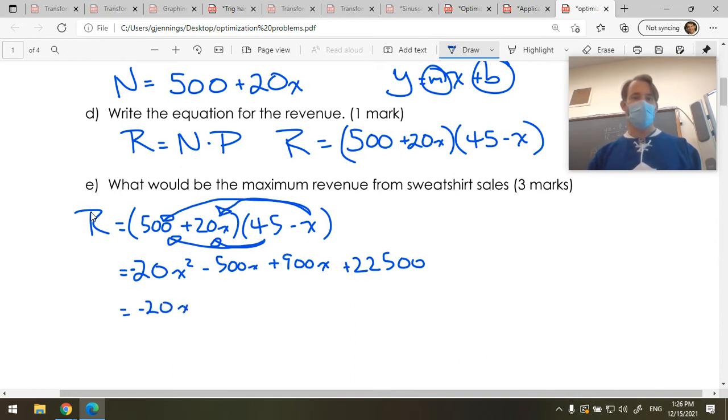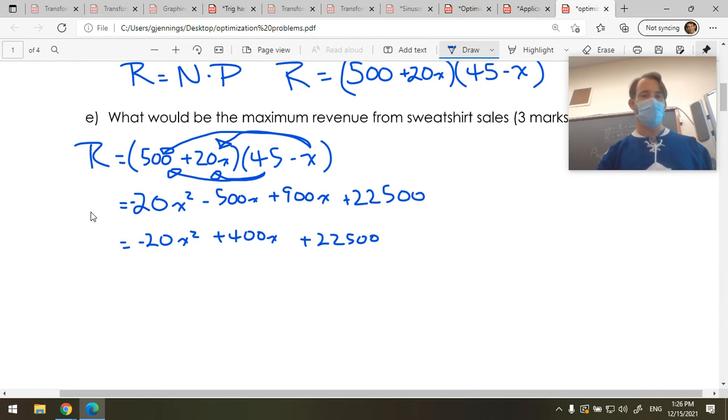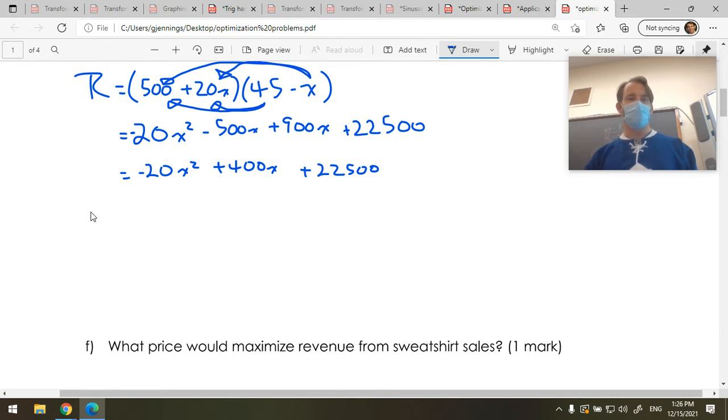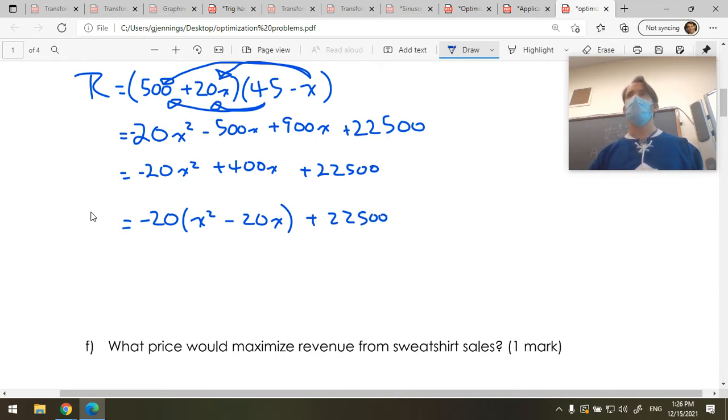Negative 20x squared plus 400x plus 22,500. Okay. Now factor out my negative 20. So you're going to factor out your negative 20 here. You're going to have x squared minus 20x plus 22,500. You're going to add and subtract 100 to this, because you're going to take negative 20, divide it by 2, that's negative 10. Then you're going to square negative 10, it's 100.